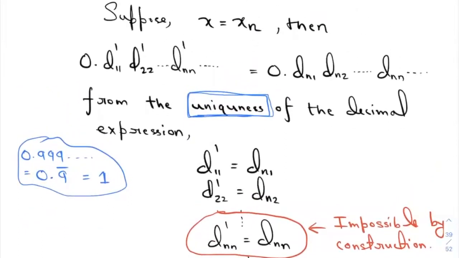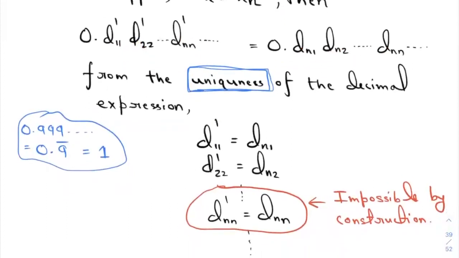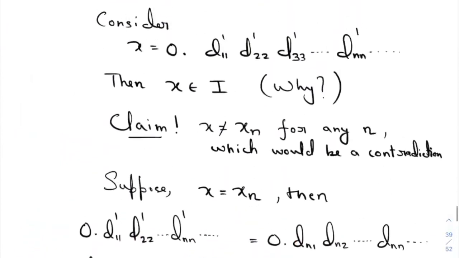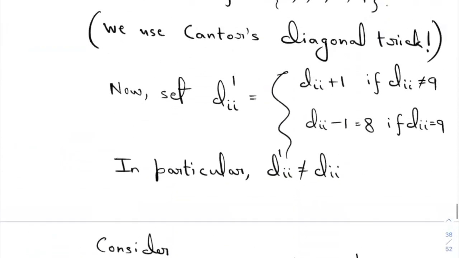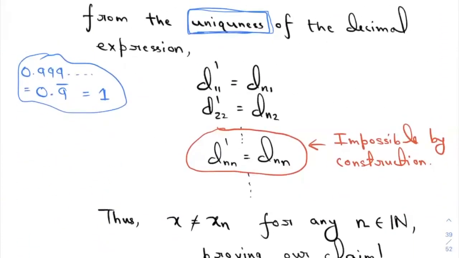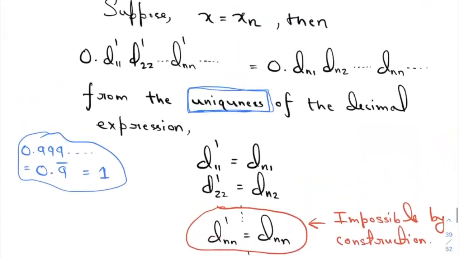Uniqueness means that whenever 0 point something is equal to 0 point some other thing, the digits are equal component-wise. This in particular will mean that d11 dash equals dn1, d22 dash equals dn2, and in particular dnn dash is equal to dnn. But this is impossible because of the way we have constructed it, dnn differs from dnn dash by 1. So they are not the same. So that's pretty much the proof. This diagonal element here, they don't match up.